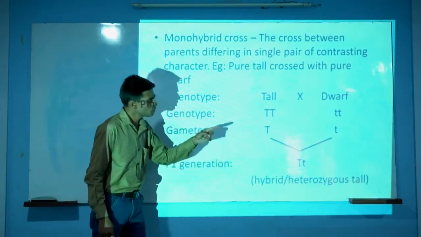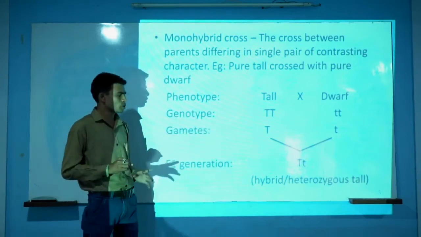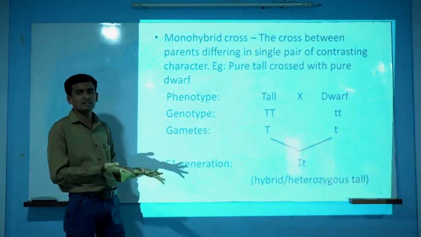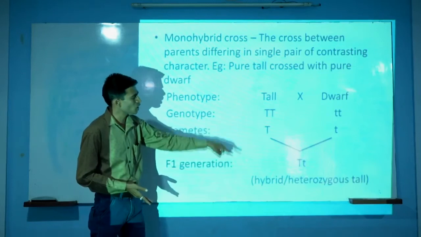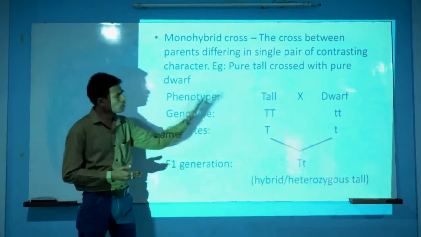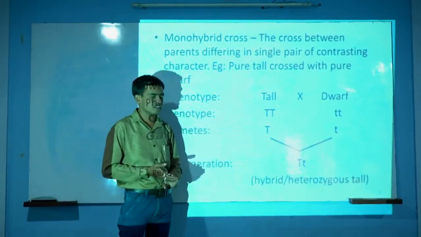So this tall plant shows the dominant character. Heterozygous tall has the dominant characteristic. The character expressed in the first generation is dominant. That's why the tall plant is dominant. And the other, dwarf plants, are not expressed in F1. We call that a recessive plant.